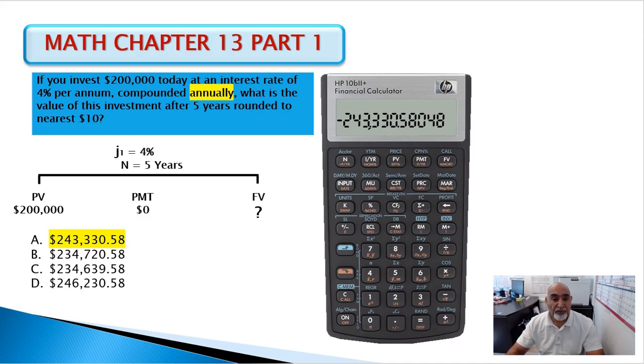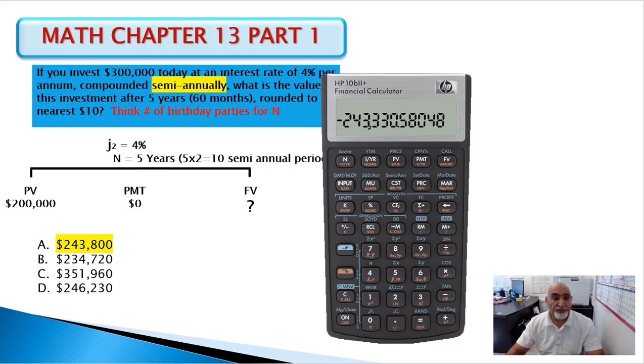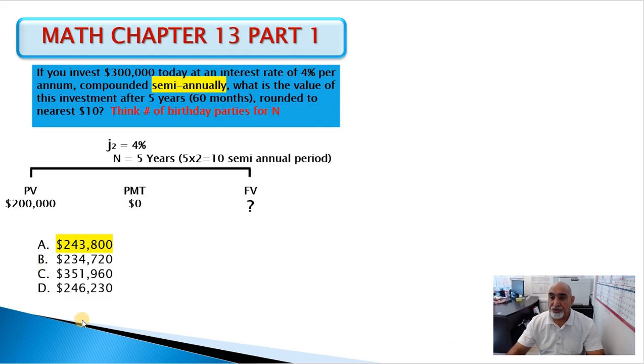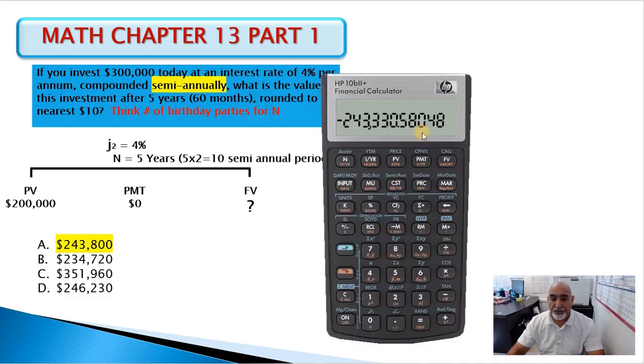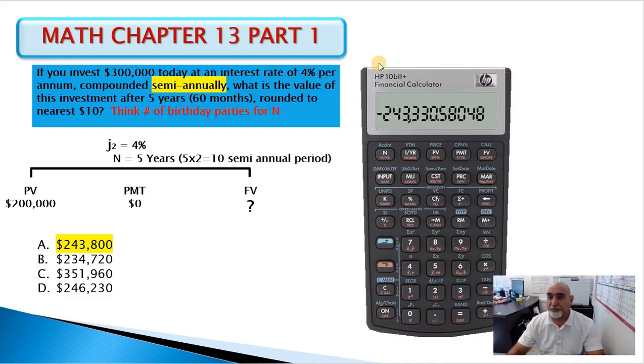Okay, let's do another question. Okay, this time you're investing $300,000. And now we're changing the interest rate. The interest rate is still 4%, but it's compounded semi-annually. We'll figure out what the difference between semi-annually and annually is, okay? Semi-annually means twice a year, 2 times a year. So this number is a 2.